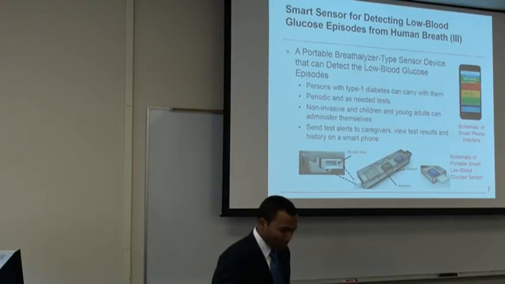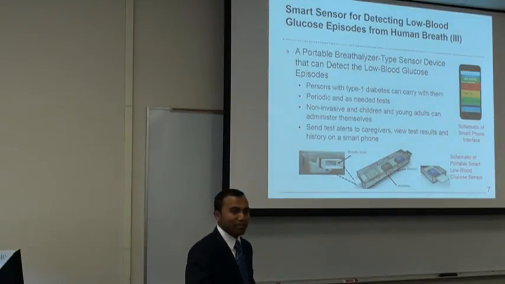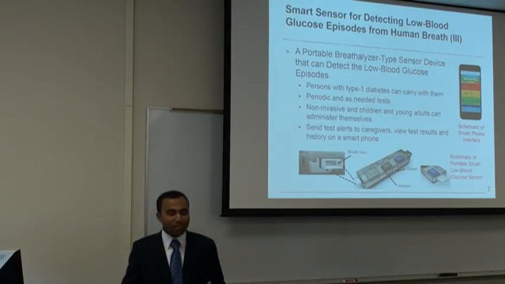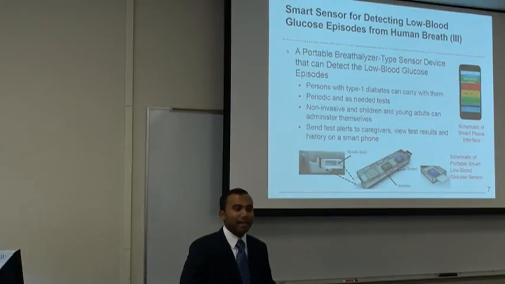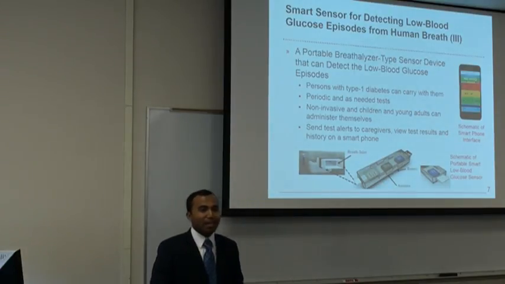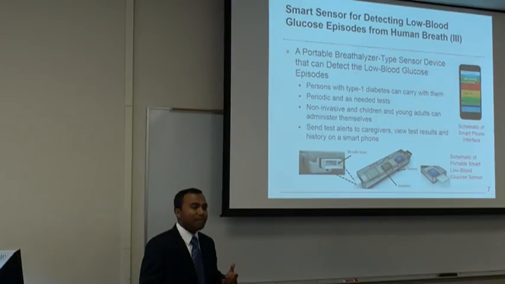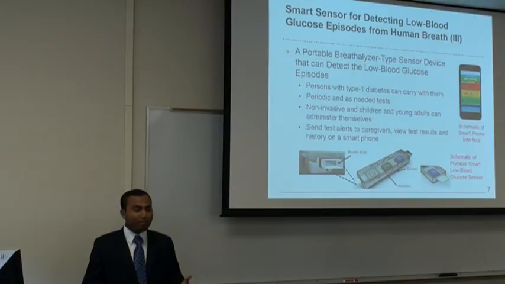Now, once we make this device, the goal was something like a breathalyzer kind of device that kids can carry around, right? And they can breathe into it whenever needed, and they can look at their blood glucose level. This would be something that kids or persons with type 1 diabetes can carry around, and because kids can administer it themselves, they can do it as needed, periodically, or whenever they have any feelings, they can test it right away. So that was the goal of it. And this is also non-invasive.